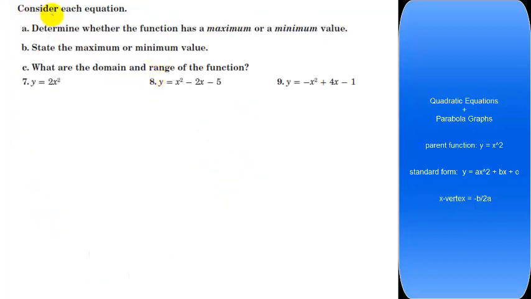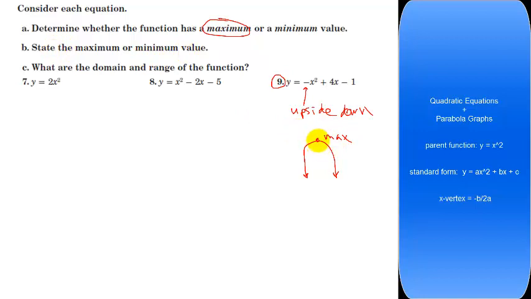Alright, last example. Consider whether each equation has a max or a min. State the max or min, and state the domain and range. Let's choose a tricky one. Let's choose number 9: y equals negative x squared plus 4x minus 1. You see this minus sign. That means that our parabola is upside down. If it's upside down, it looks like this, and the vertex is going to be a maximum. So this is our max value. So this function has a maximum, and it says determine the value of this maximum.